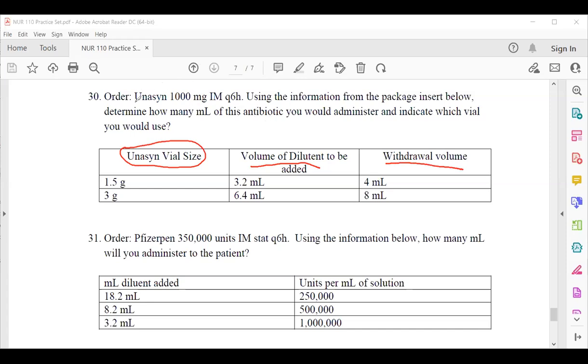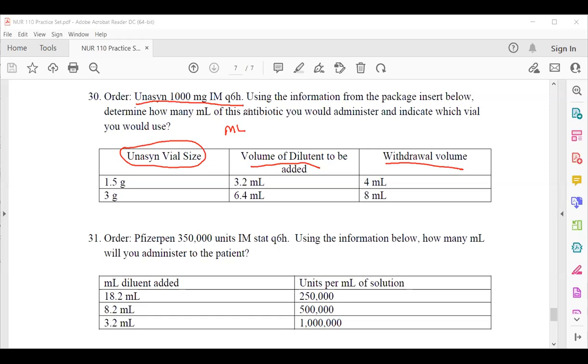We'll find the order listed typically, usually first: 1,000 milligrams intramuscular every 6 hours. Because it's intramuscular, you already know automatically, even if it doesn't say so, that you're going to be giving this as an injection in milliliters. So it says how many milliliters would you administer and indicate which vial you would use.